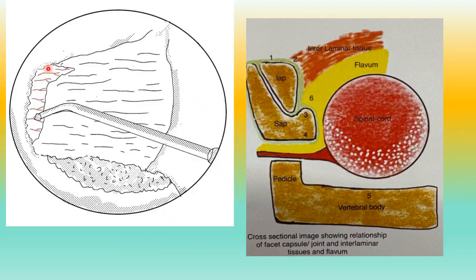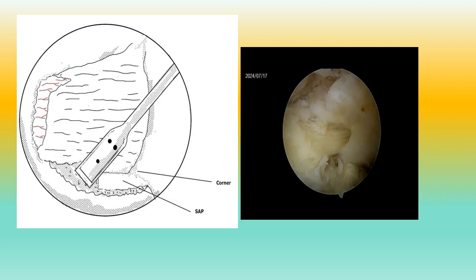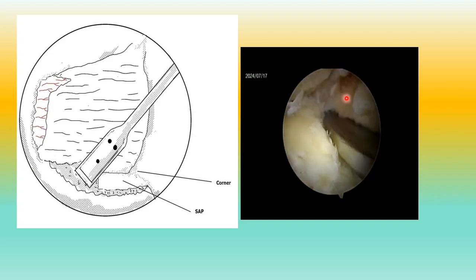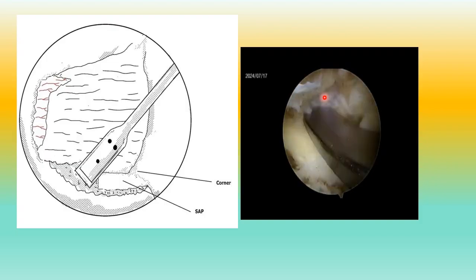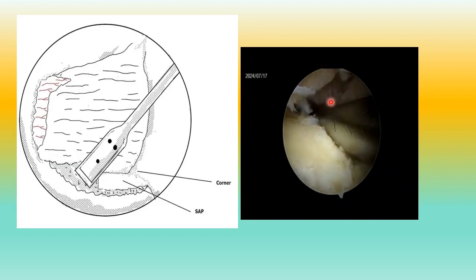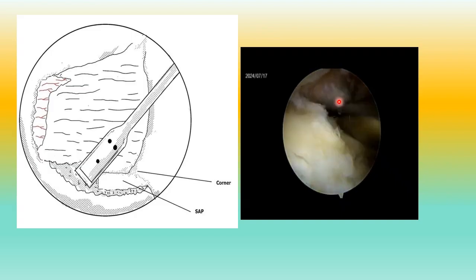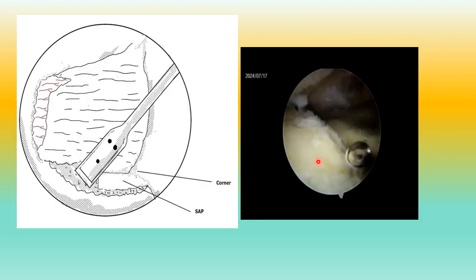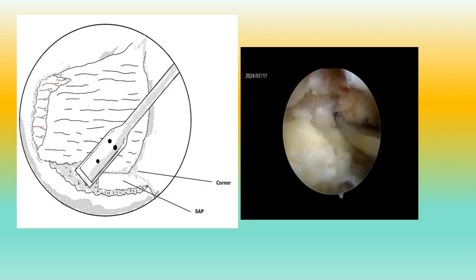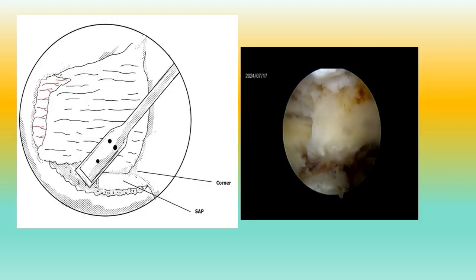Then once we explore this area, this IAP area partially, we proceed to this area. This is the opposite side of the lamina, and this is the IAP, this is the SAP, and this is the angle. Clear all the area of ligamentum flavum that is attached to the medial margin of the SAP.